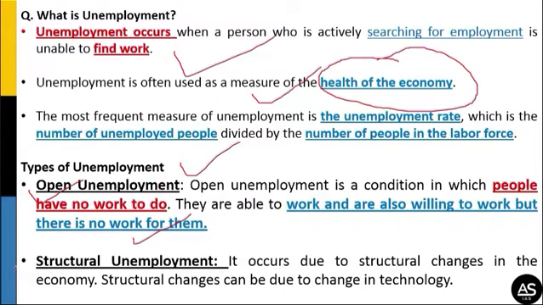Second one is structural unemployment. It occurs due to a structural change in the economy. The structural change can be due to technology. For example, after the innovation of the computer, most people were saying that due to this technology a lot of unemployment would be generated. This is known as technological change or a structural change in the economy.